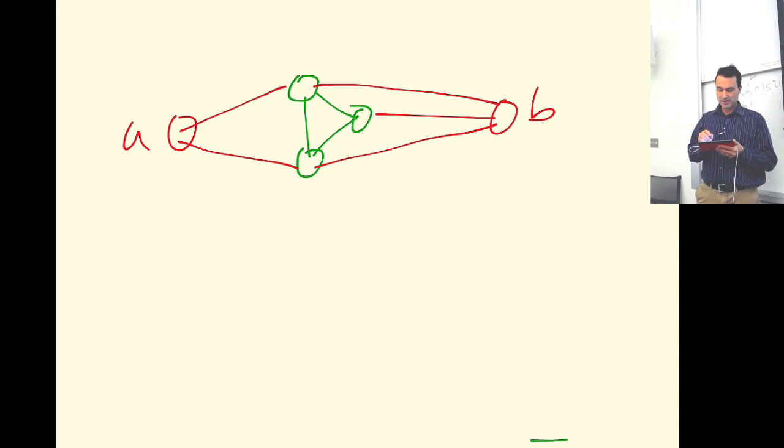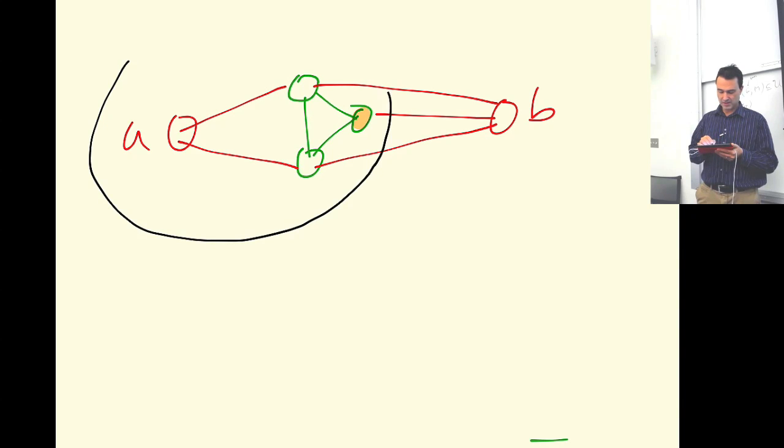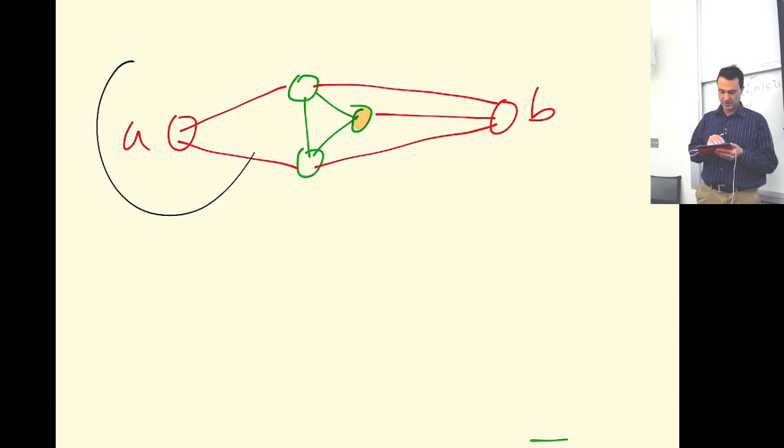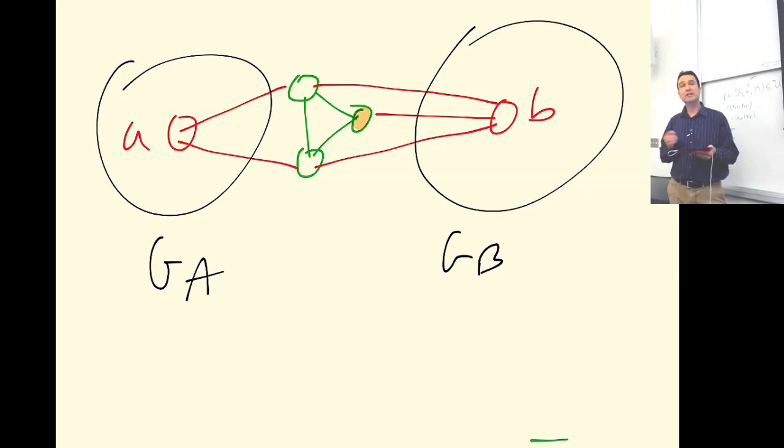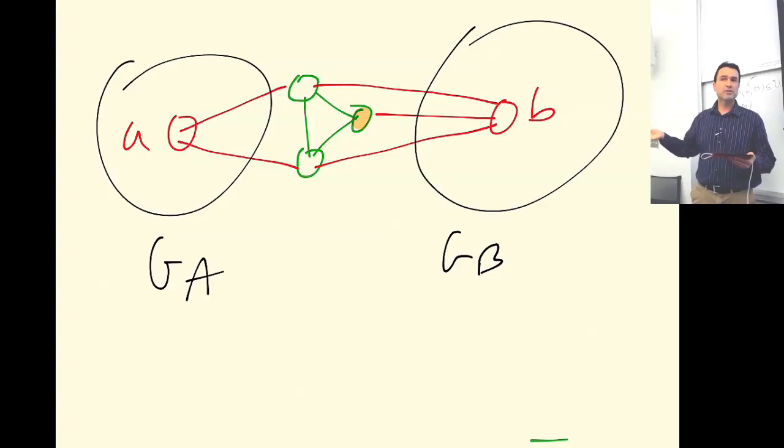Like in particular, notice that this node here, let's call this guy orange. Well, first of all, what is GA? So here's GA, and here's GB. And that orange node is not connected to any node in GA. It's connected to every node in GB. There's only one node in GB. But it's not connected to any node in GA. And so therefore, this stuff here can't be a minimal separator. That's what the theorem is stating.